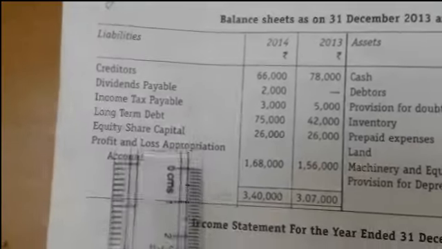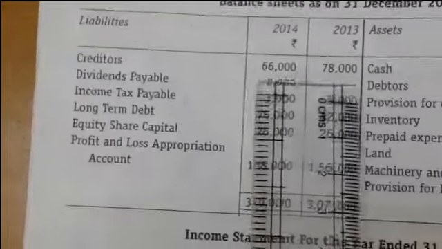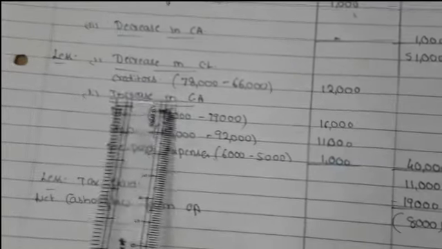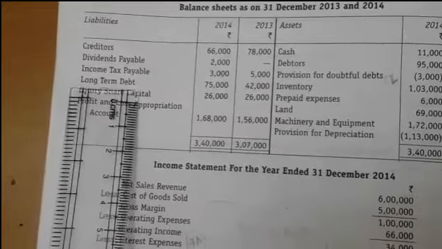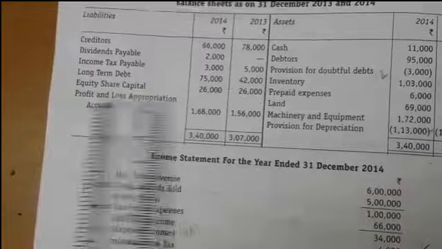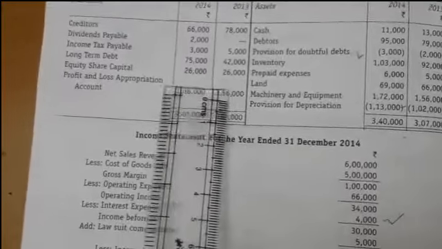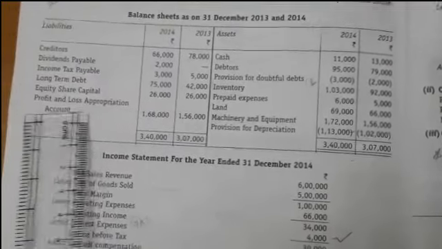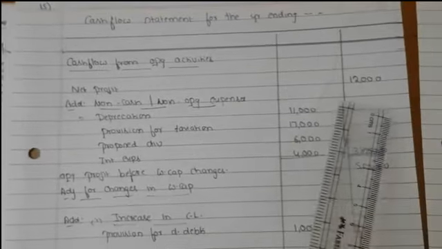Move on to liability side of balance sheet. You have creditors. Previous year 78,000, current year 66,000. There has been decrease in current liability. So decrease in current liability, it should be deducted here, 12,000. Then dividend payable account is over. Income tax payable account is also over. Long term debt also is over. Equity share capital, opening and closing balance both remain the same, so we need not account for this. Then you have profit and loss account balance. This amount of difference should be shown here as net profit. I have shown here as 12,000.